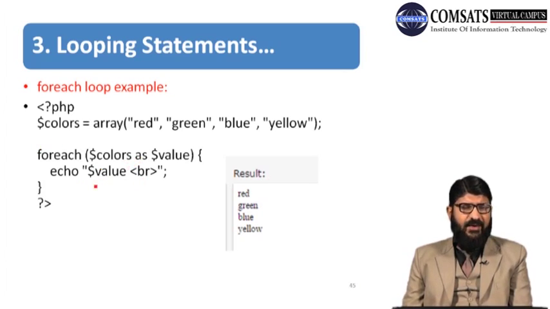Now iterate through the array and go to the next value, that is green, print that and take a line break. Iterate through the array, go to the next value, that is blue, and print it. Iterate to the next value of the array, that is yellow, print the value yellow and take a line break. Now there is no more iteration because the array has ended, so the code will be terminated.